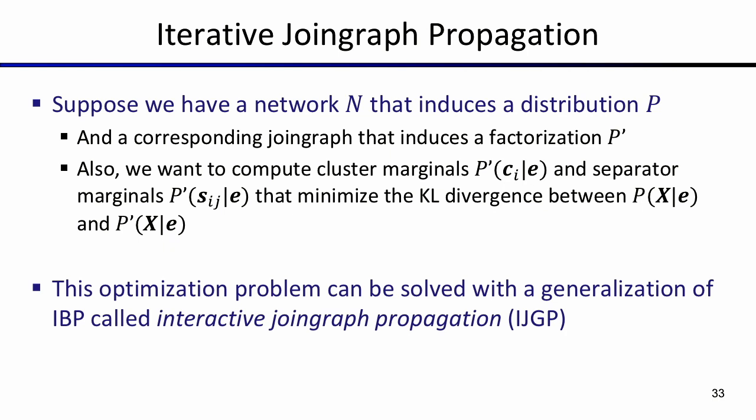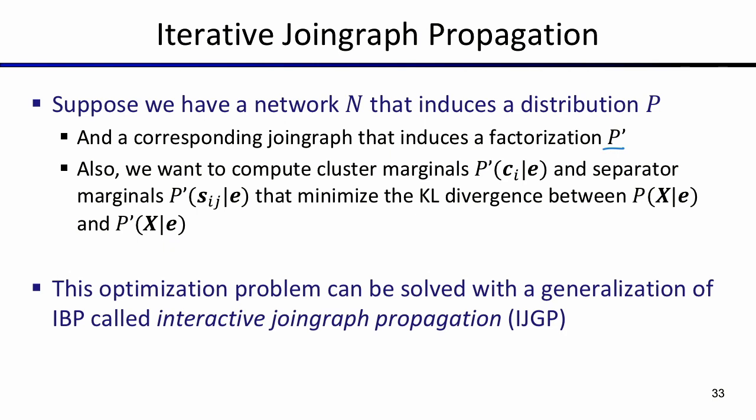In this case, we have a network N, and we also have a distribution P that is induced by this network. And we also need a second piece of information, pretty much like with the joint tree algorithm, where we had the network and also had to provide a joint tree. Now we need to provide a joint graph, and this joint graph induces a factorization P prime. Our objective is to compute the cluster marginals and the separator marginals in a way that minimizes the KL divergence between the true distribution and the approximated distribution.